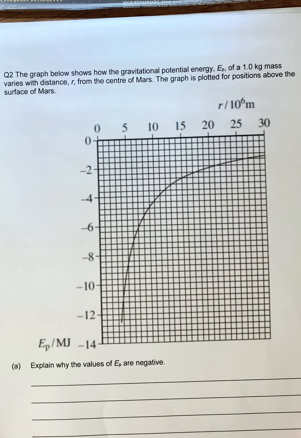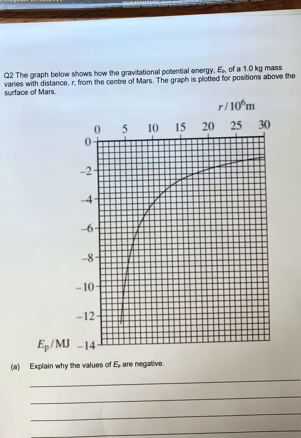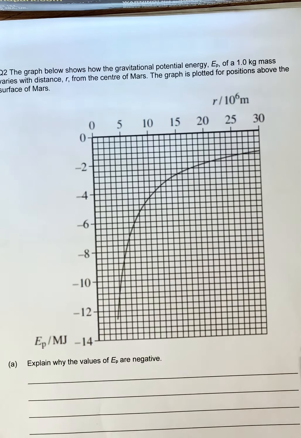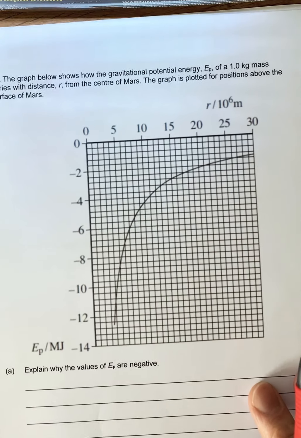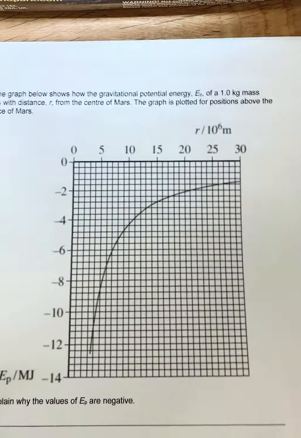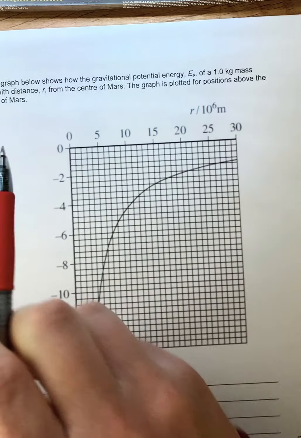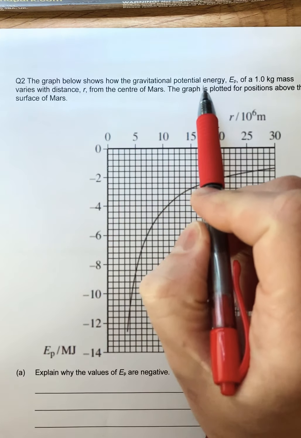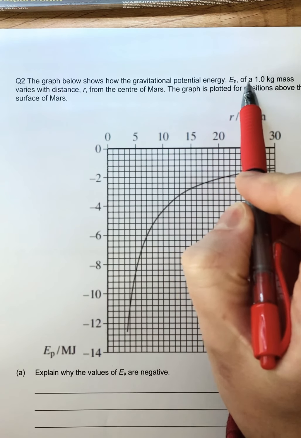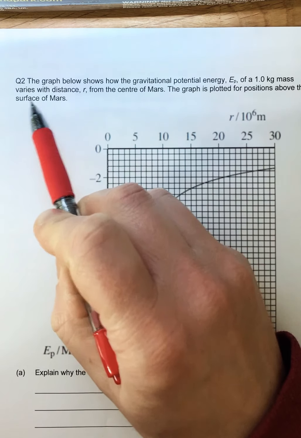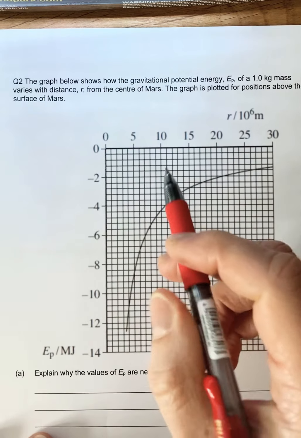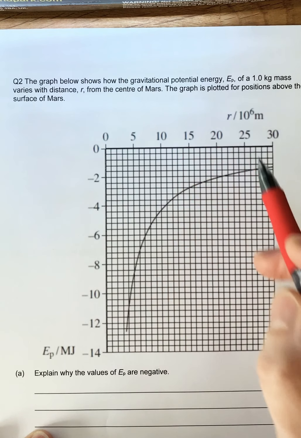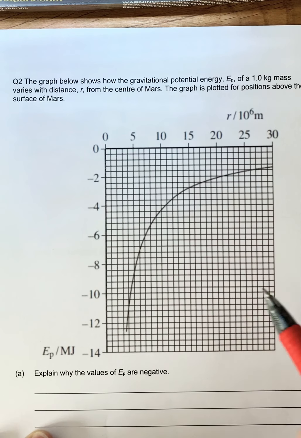Okay, here's another question on gravitational potential. This one includes a graph, so we're going to have to do some reading off the axes to get some of the values. The question says, the graph below shows how the gravitational potential energy, EP, of a 1 kilogram mass varies with distance r from the centre of Mars. The graph is plotted for positions above the centre of Mars.